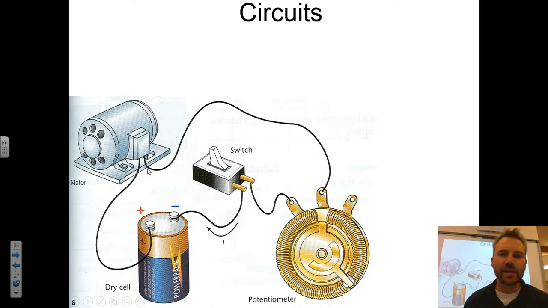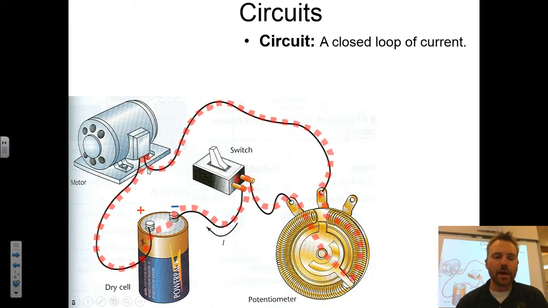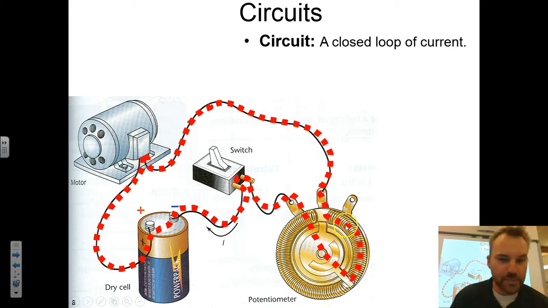When we talk about electrical things, we have what are called circuits. A circuit is a closed loop of current, with a beginning and end. If you start here at the positive terminal of our battery, follow this wire, and it goes through a motor, comes out of the motor, and goes through a potentiometer, which is a variable resistor. You don't have to know any of that yet. Then it goes through a switch and back to the battery. So you have this closed loop.